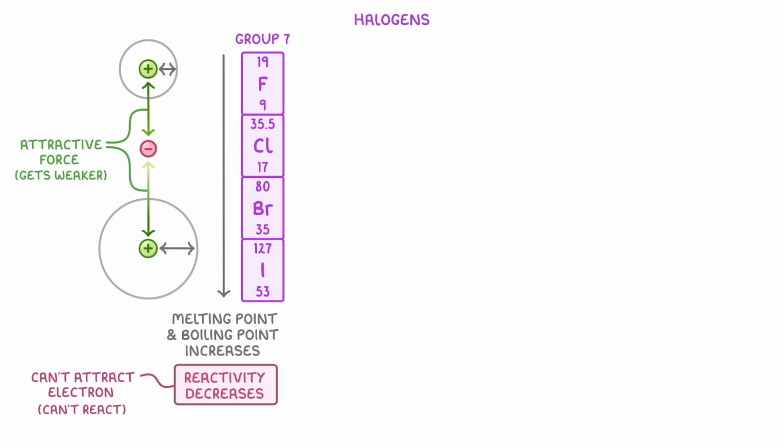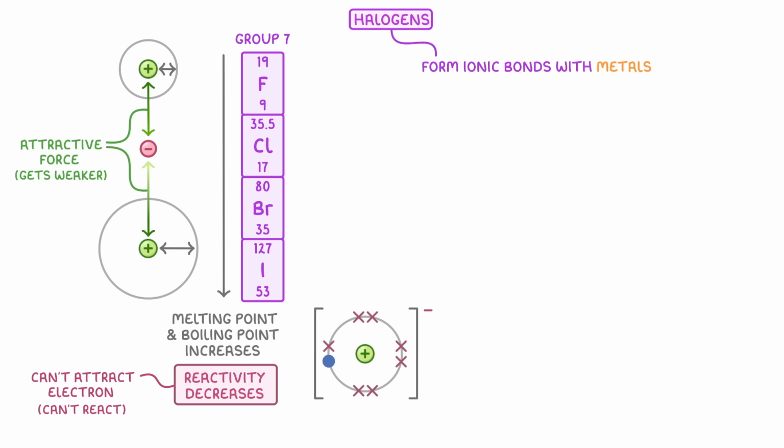The next thing we need to look at is how halogens form ionic bonds with metals. When a halogen gains an electron to form a 1- ion, we call it a halide, and we have to change the name slightly, changing the N's to D's. So we get fluoride, chloride, bromide, and iodide, all of which would be ions.